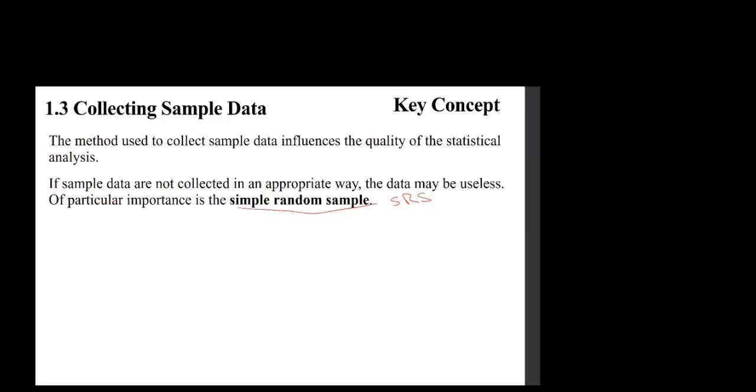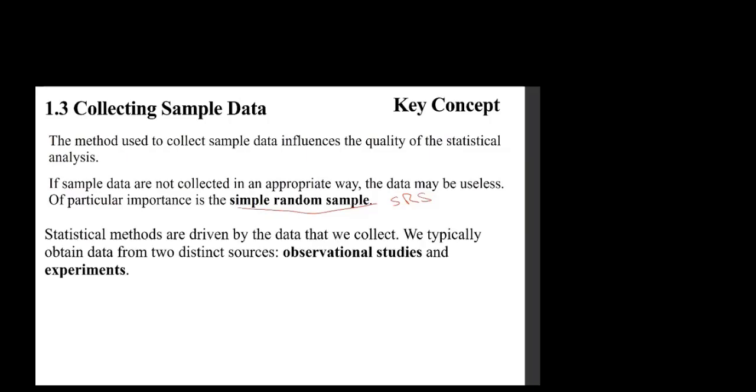In short, to explain that, when we look at random sampling, that means every subject has an equal chance of getting picked. But simple random sample means every sample of the same size has an equal chance of getting picked. So that's the basic definition of that.